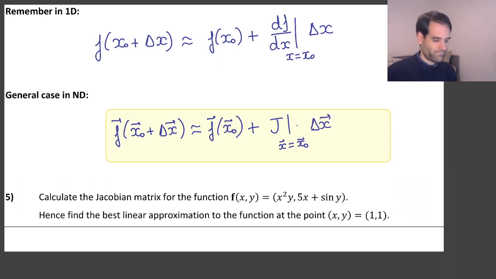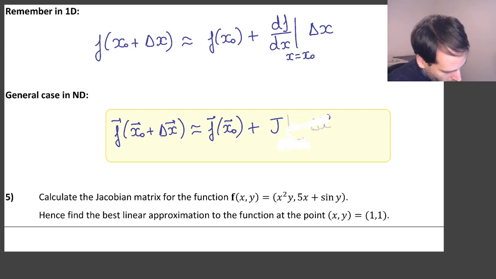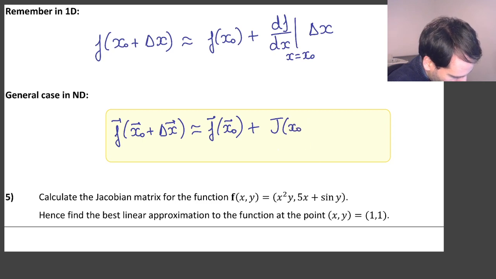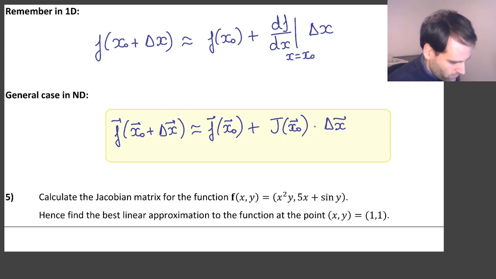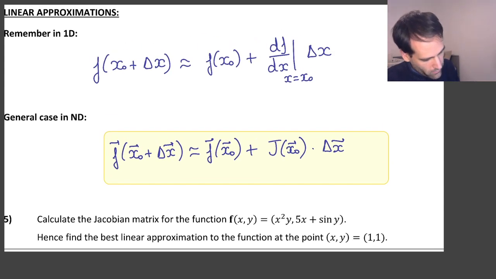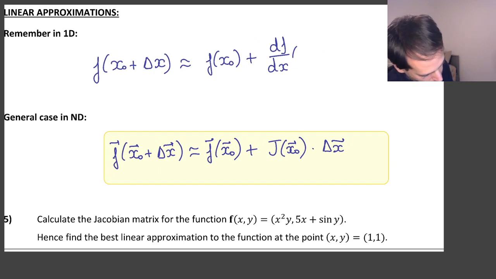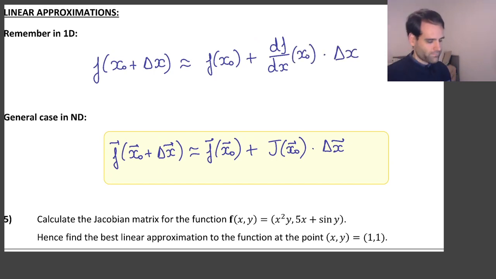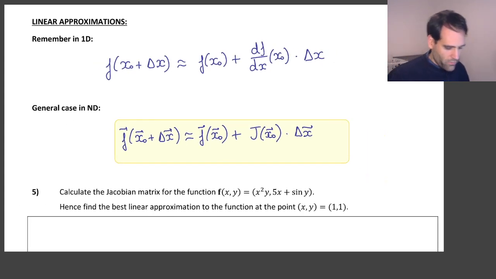Let me rewrite this, instead of using the bar, as J at x0 times delta x. The same way we can write the above using that notation: this evaluated at x0 times delta x. Okay, so let's do it for an example.